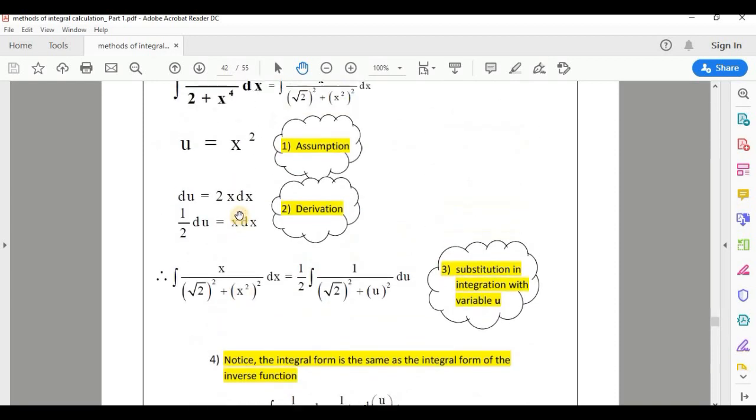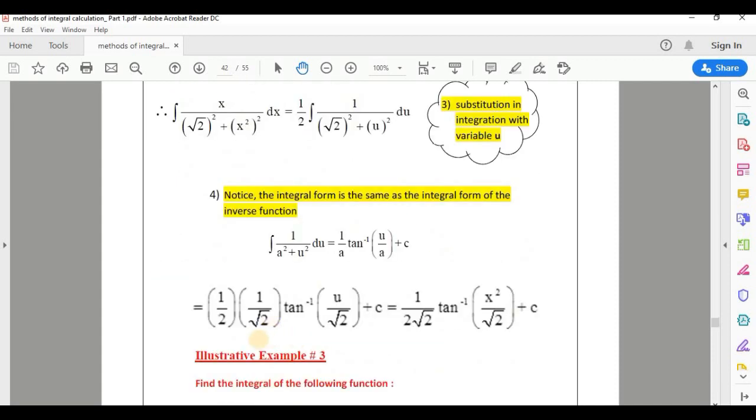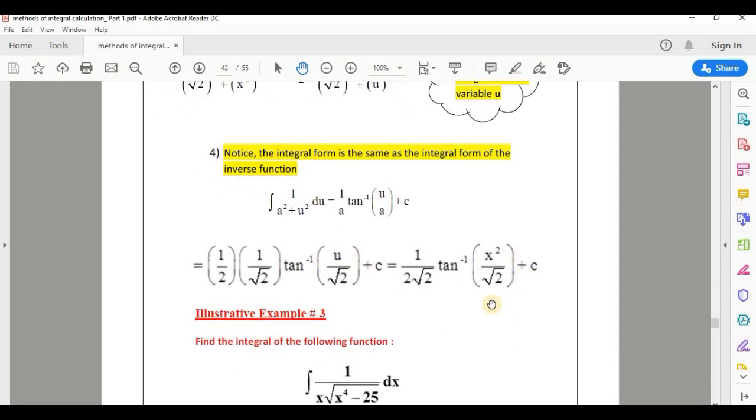What is u? From the first assumption, u will be equal to x to the power 2. After finding the solution, inverse tan, now we will put it in terms of x. You just substitute the value of u, and finally we will get the final result of this integral.